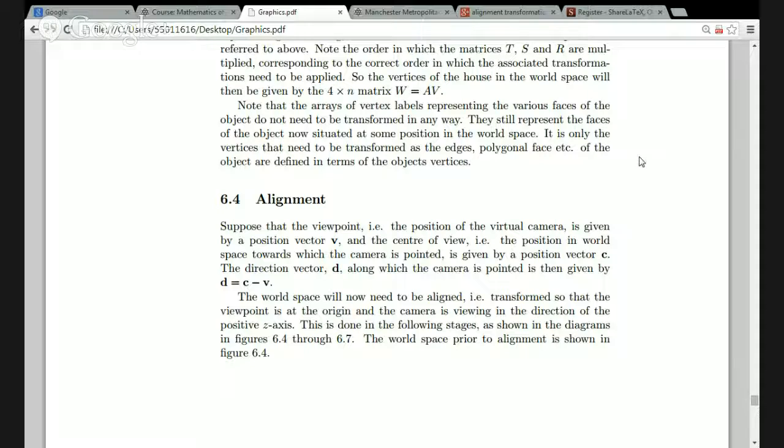It's worth just putting a little reminder of that. So this is the viewpoint V here. C is over here. So just remember that D is going to be the vector joining those two points. It's just some little sketch to remind you of the meaning of D there.